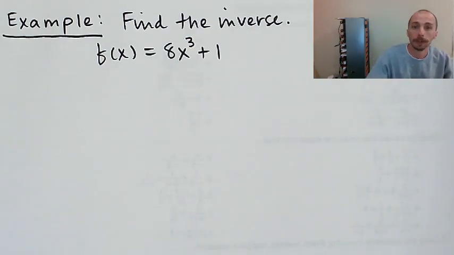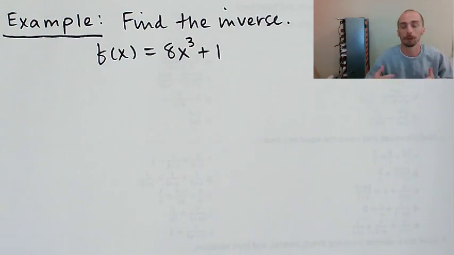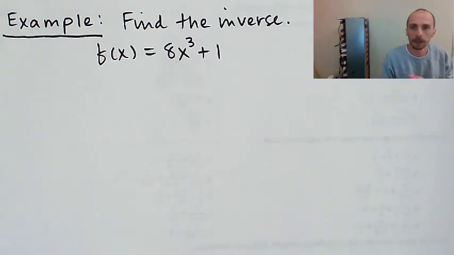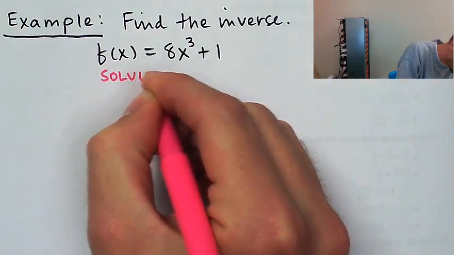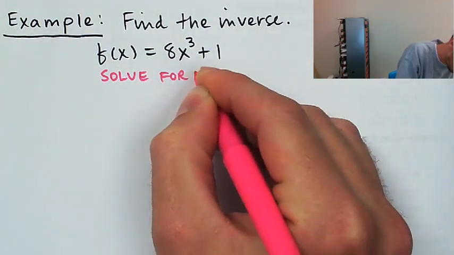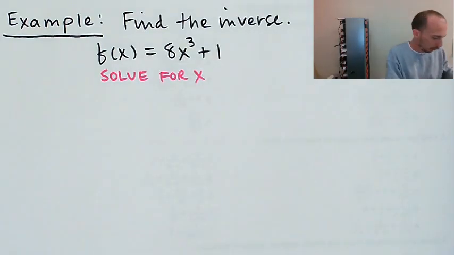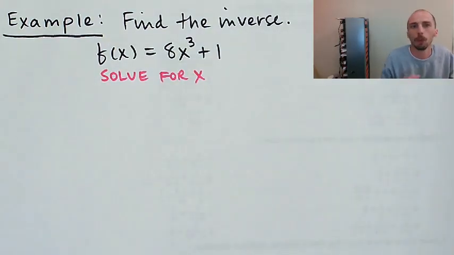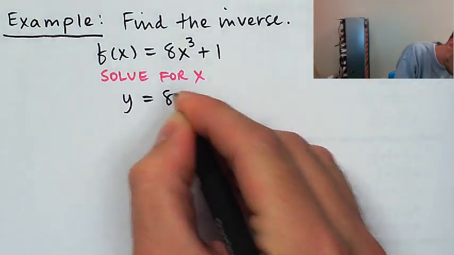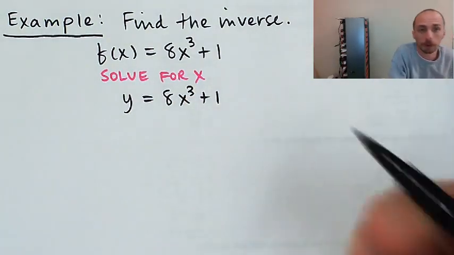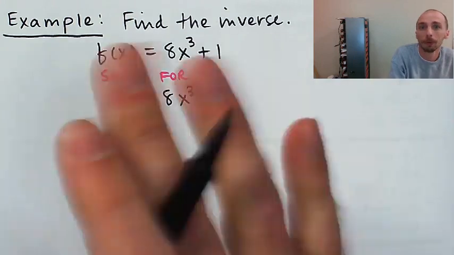If you're confronted with a function and asked to find its inverse, what we're really doing is just solving for x. There's a variety of ways we can express our answer, and I'll show you a few of them. The most important thing is the idea that we're solving for x. We'll do that by rewriting it as y equals 8x to the 3 plus 1, because who wants to carry around f of x? That's a lot of writing. I'm going to try to solve for x, getting x on its own on one side of the equation.